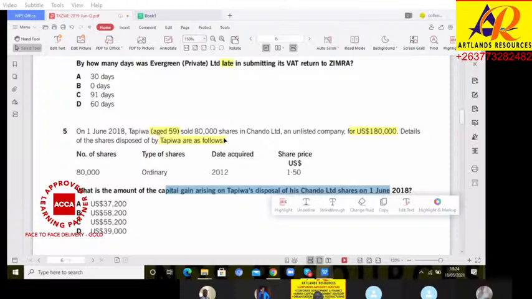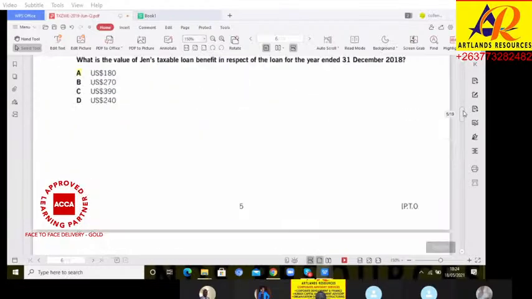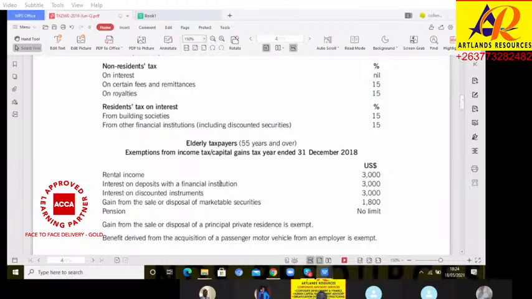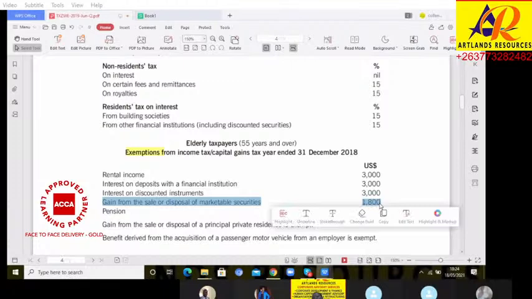If Tapiwa is 59 years old, you come to your tables. The tables tell you that these are exemptions for elders. So there is a gain from disposal of a marketable security. If you are an elder, in this paper, how much was exempt? 1.8. So in your paper, do you put 1.8 or do you check the figure from your tables? We will check from our tables. Exactly.